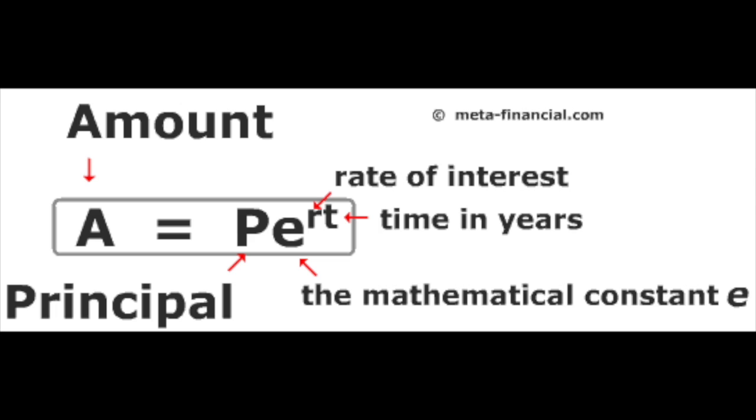This is the Pert formula, also known as the continuously compounded formula. A is the ending amount of whatever you're dealing with, money, bacteria, or radioactive decay. P is the beginning amount of A. R is the growth or decay rate, and T is the time taken.